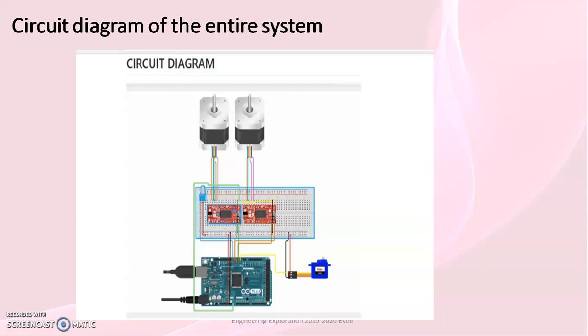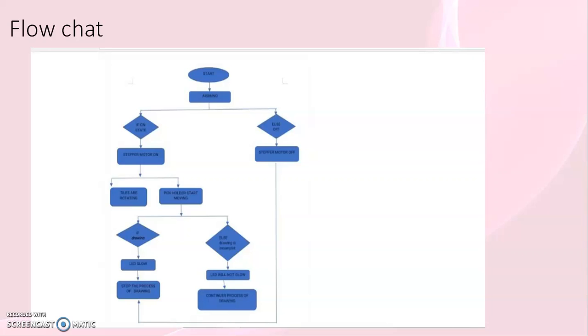Let us look for the flowchart. This is the flowchart of the entire system. When we give the power supply to our system, Arduino turns on. If the stepper motors are on, the tile starts rotating and the pen holder starts moving. In the meantime, the servo motor also turns on and the LED will glow if the machine starts drawing. If not, the LED will not glow. Then stop the process when drawing is complete.